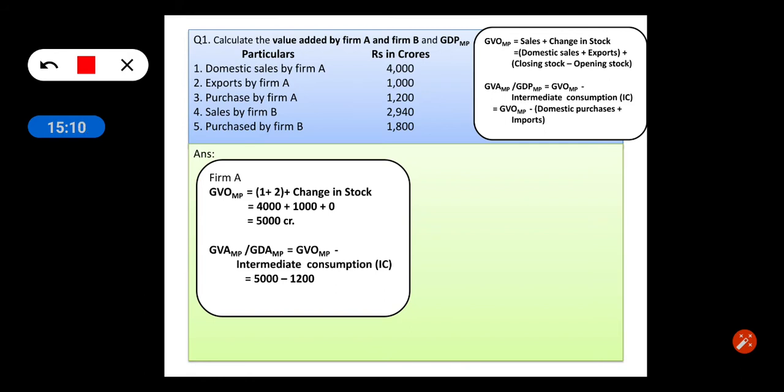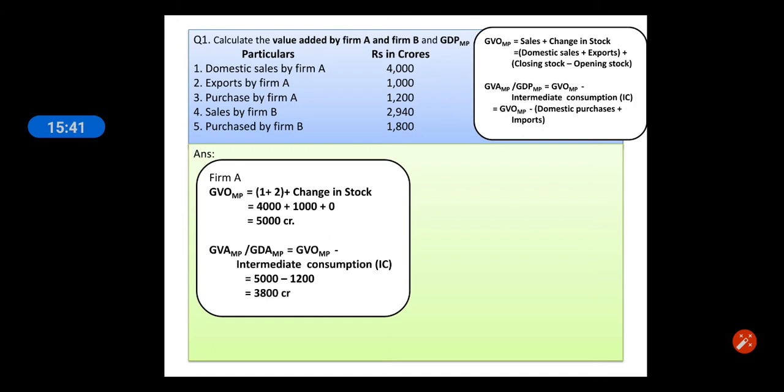Now remember, intermediate consumption comprises of domestic purchase and import, right? So any purchase by a firm is an intermediate consumption. Now in case of firm A, purchase by firm A is the intermediate consumption of firm A. Okay, so we have to subtract intermediate consumption of firm A from the GVO, gross value output of firm A. Okay, and we get the answer 3,800 crores.